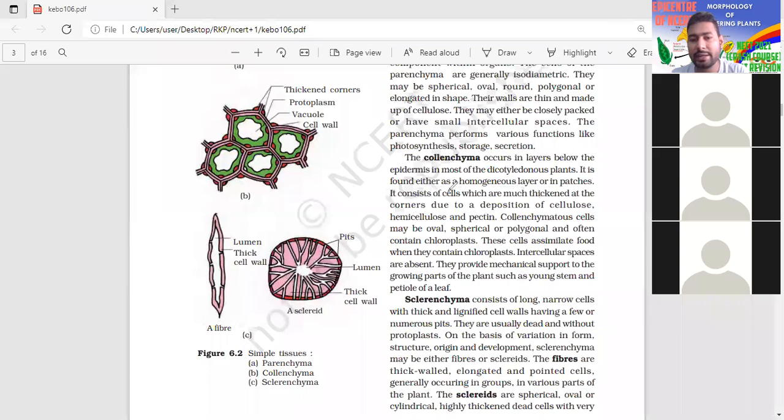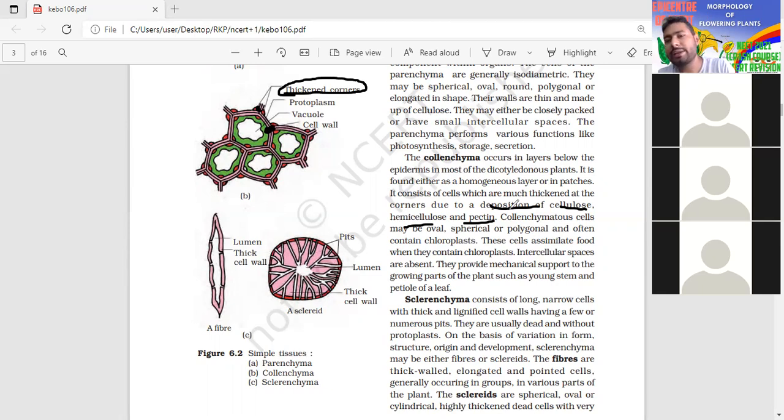I told you already, if you look here, there is the corner, and the corner has thickened deposition. It is the uneven distribution of cellulose. That's why they don't have intercellular space. Now you can read: deposition of cellulose, hemicellulose and pectin. So three components are deposited: cellulose, hemicellulose, and one more, pectin. Pectin was not present in the parenchyma.